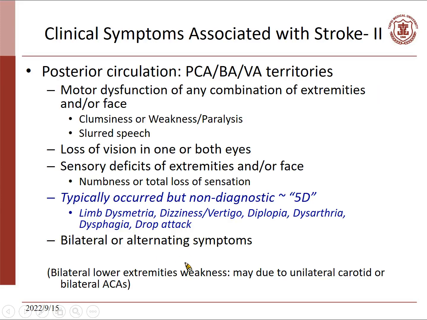For the posterior circulation, the patient might not have weakness when the stroke starts. There are several symptoms the patient may complain of. There's the 5 Ds, including limb dysmetria, dizziness or vertigo, diplopia, dysarthria, dysphagia, and drop attack. So if the patient has these symptoms, you should be aware that the patient may have a posterior circulation stroke.